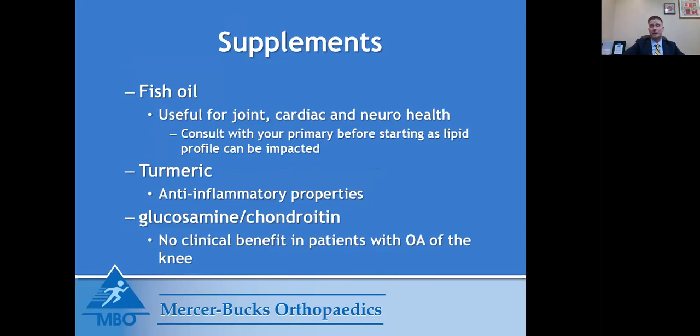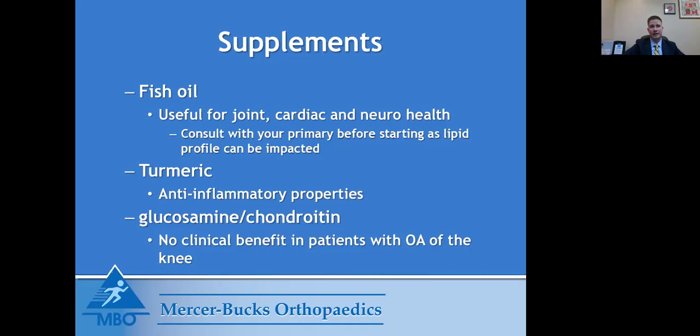Commonly asked questions are: are there any supplements or vitamins that I can take that will help with the arthritis? So, common things that I advise patients to take: fish oil is one of them. It generally has uses for joint health, cardiac, and neurologic health. You should always consult with your primary doctor before starting. Folks that have an abnormal lipid profile, high triglycerides or cholesterol, may have that impacted by fish oil, so it's always important to discuss that with the primary.